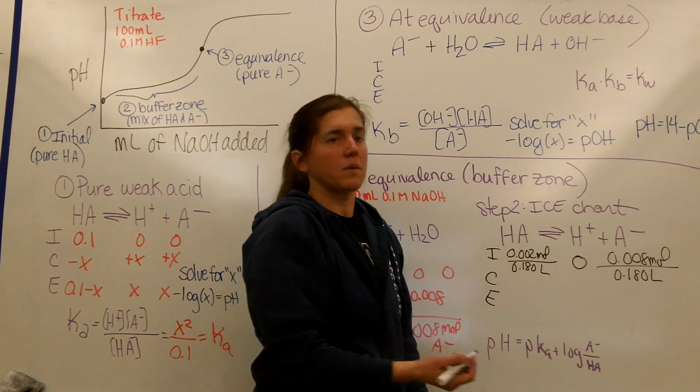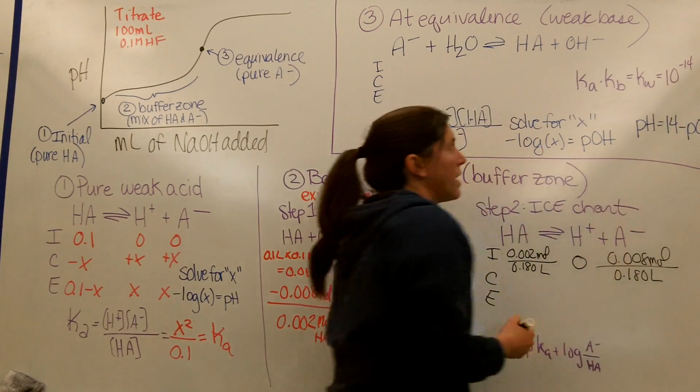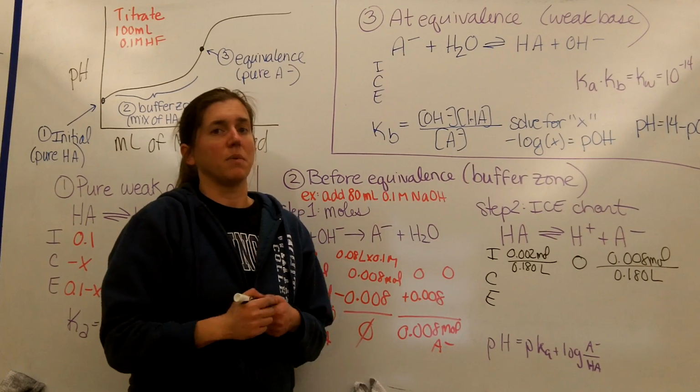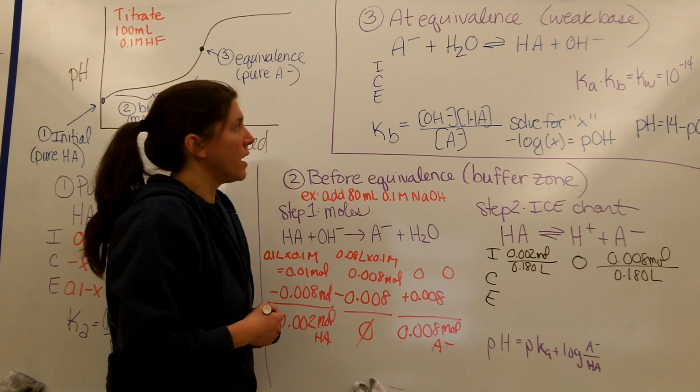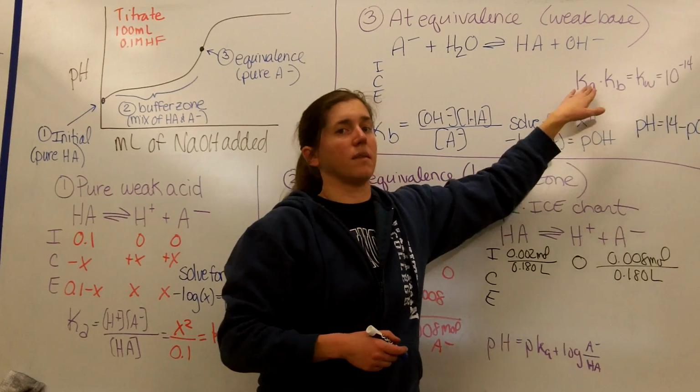The value of Kw is also given. That is 10 to the negative 14th. So that's for the dissociation of water. That's where our 0 to 14 pH scale comes from. So if you are given Ka, you can figure out Kb using this relationship.